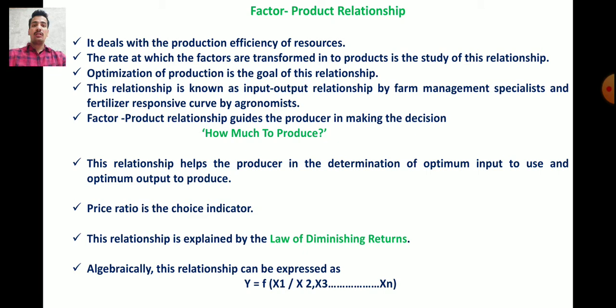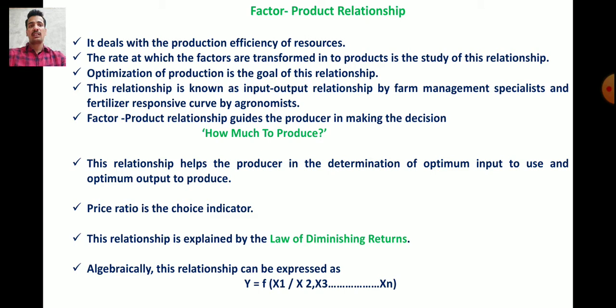In the factor product relationship, price ratio is the choice indicator. Which is the choice indicator in the factor product relationship? Price ratio. When we choose any input, suppose fertilizer, you will think about the price of that input or factor. So price ratio is the choice indicator in the factor product relationship.